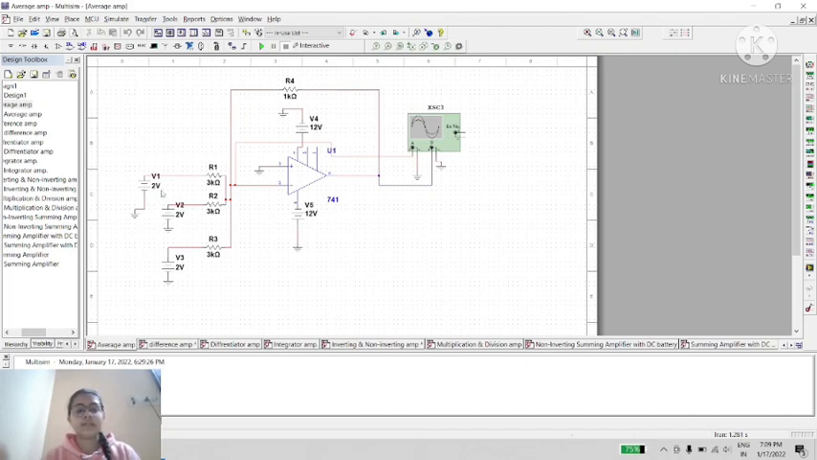Supply voltage is 2 volt, 2 volt and 2 volt. So by theory we should get minus 2 volt, because 2 plus 2 plus 2 is 6 and 6 divided by 3 is 2 volt.